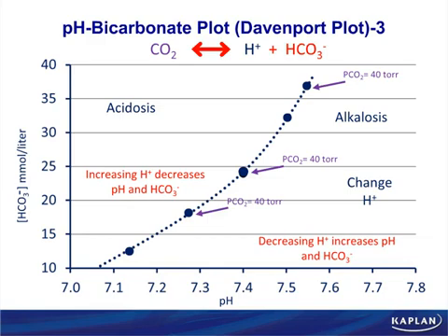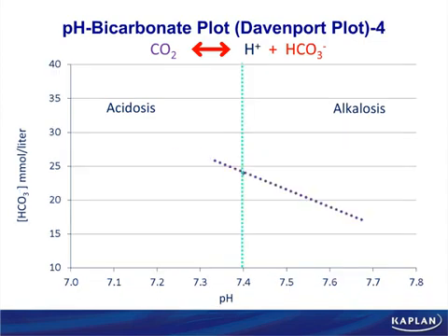Remember, CO2 increasing means up and to the left, decreasing down and to the right. So I'm not changing CO2. I'm just drawing the metabolic buffer line that the body will follow if I change hydrogen. Acidosis, down and to the left, alkalosis, up and to the right. So this metabolic buffer line is also called a PCO2 isobar because CO2 hasn't changed. These are metabolic changes with no change in CO2.